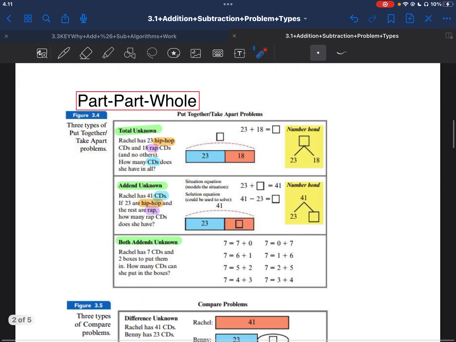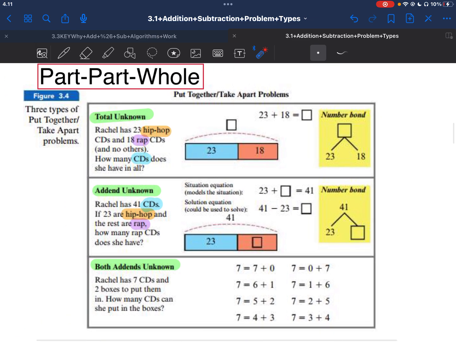All right, so a new one is called both add-ins unknown. In this case, the problem was Rachel has 7 CDs and 2 boxes to put them in. So imagine 2 boxes. These are not boxes, these are squares.